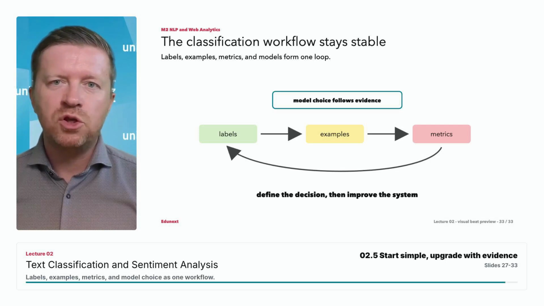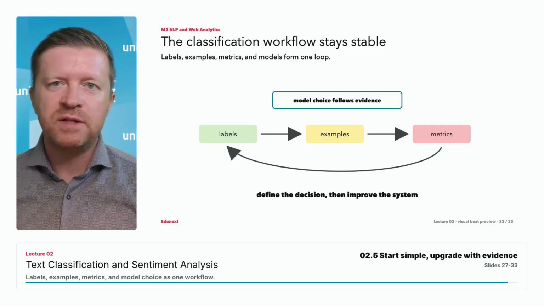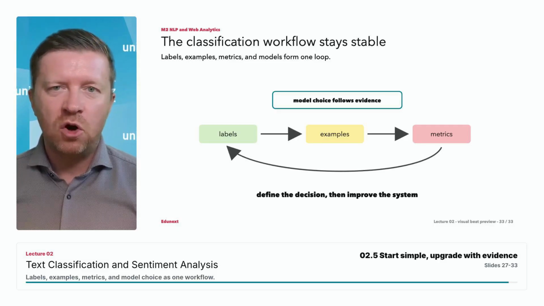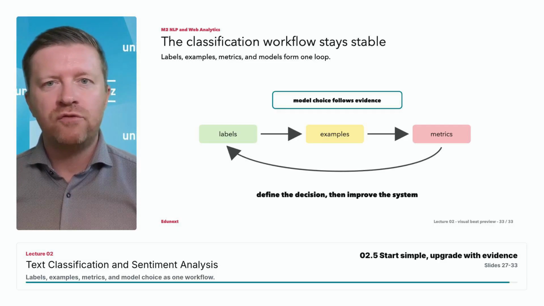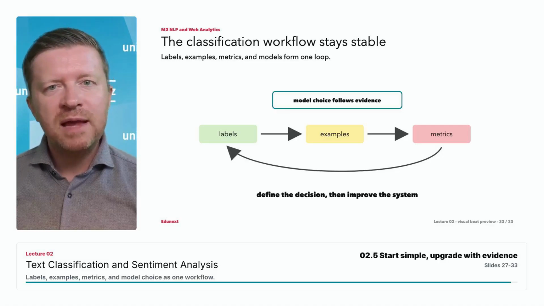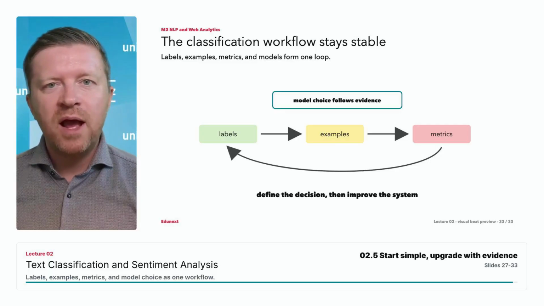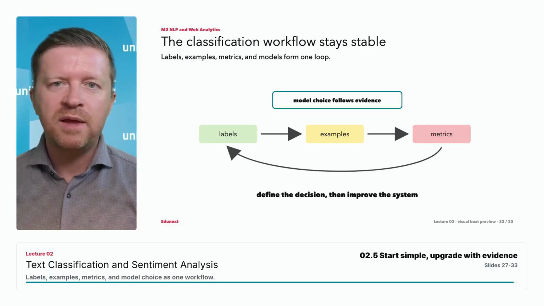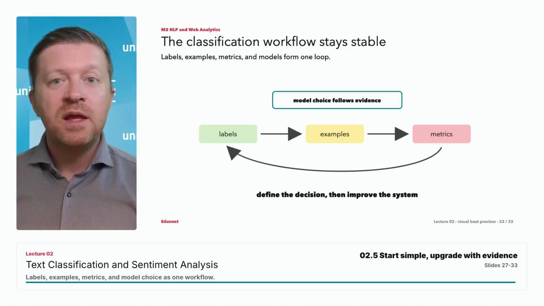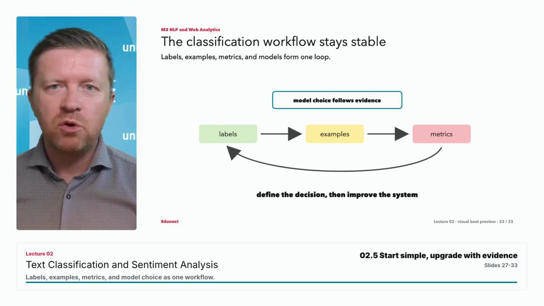Let us close the loop. In this lecture, we saw that labels define the workflow. Examples teach the boundaries. Metrics connect mistakes to cost, and model choice should follow the evidence. That is the core classification workflow: labels, examples, metrics, and models. For the next step, try applying this to one text stream you know well. Choose the labels, write down 3 examples for each label, decide which error is more expensive, and only then ask which model you would start with.